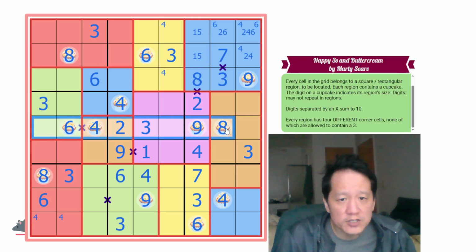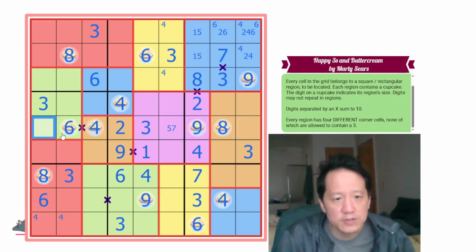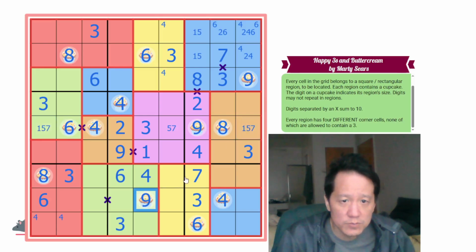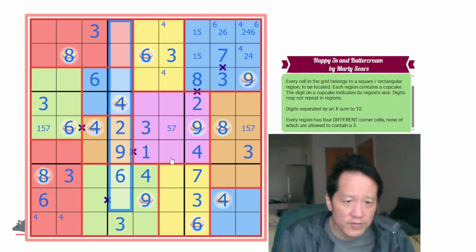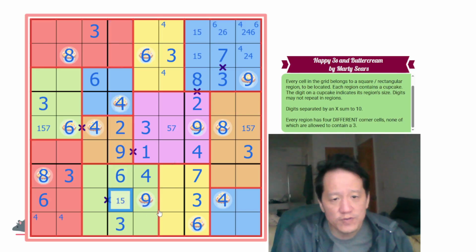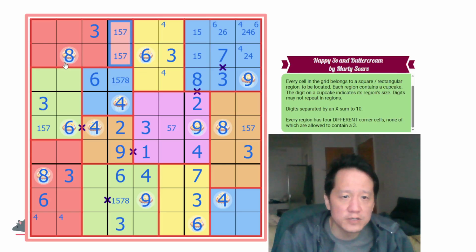The remaining digits in row 5 are 1, 5, and 7. This can't be 1, so this is 5 or 7. This could be 1, 5, or 7, and this could be 1, 5, or 7. Remaining digits in column 4 are 1, 5, 7, 8. So this is 1, 5, 7, 8, and these are 1, 5, 7, 8. But this can't be 8 because of the 8 in the region. This can't be 7 because of the 7 there.